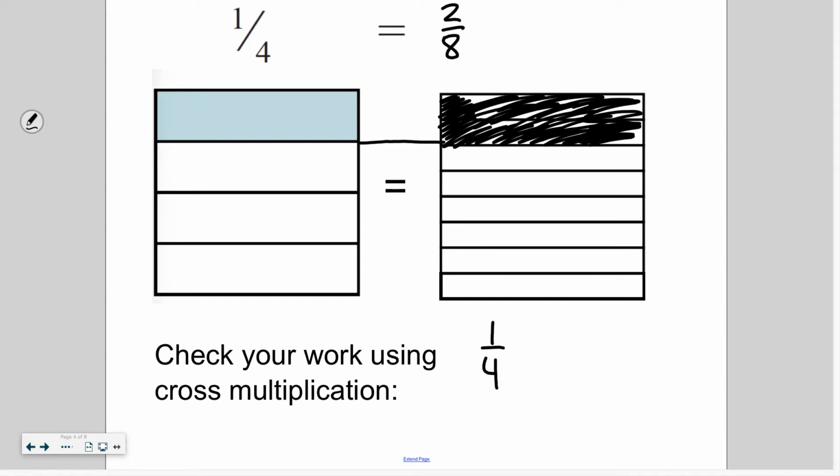Check my work. So cross multiplication is when you multiply across both ways diagonally, right? That's why it's called cross multiplication. So I'm going to multiply 8 times 1 is 8, and 4 times 2 is 8. This is similar to the butterfly method that we saw, right? And I can use this just to see if these fractions are actually equal. Since both numbers are the same, they are in fact equal, I am correct.